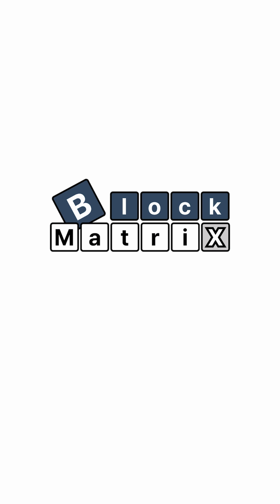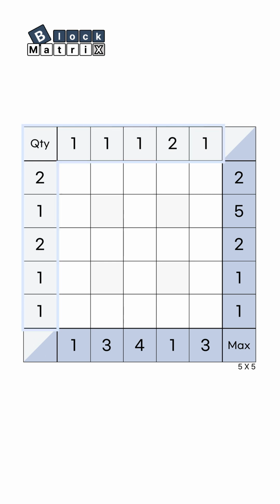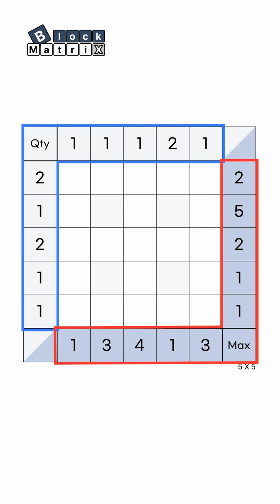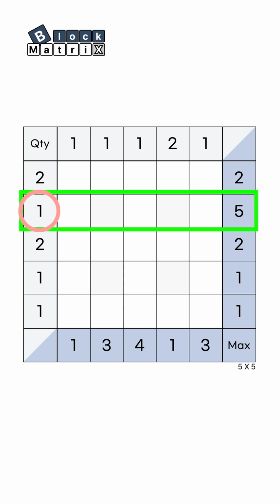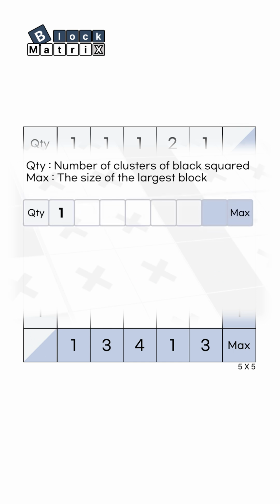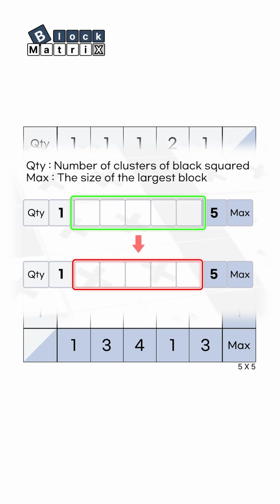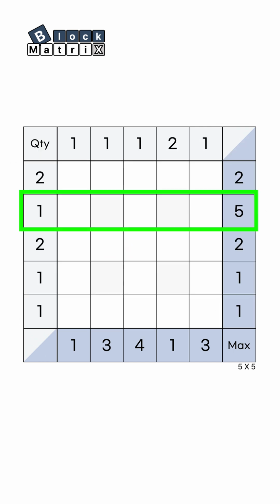Let me explain how I solve BlockMatrix step by step. Step 1. First, look for the largest number among quantity, or max. Here, we have a row where the max value is 5. Since the quantity is 1, there is only one possible arrangement. Therefore, fill all the cells in this row with O.